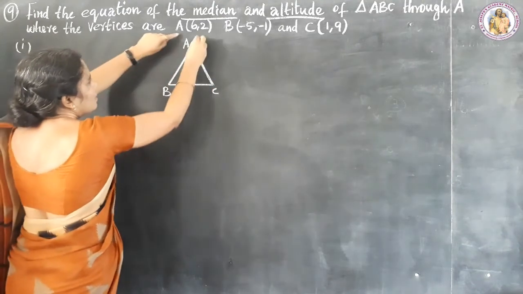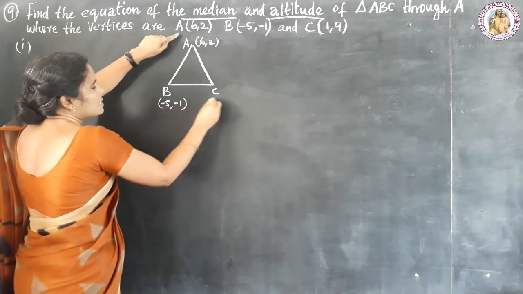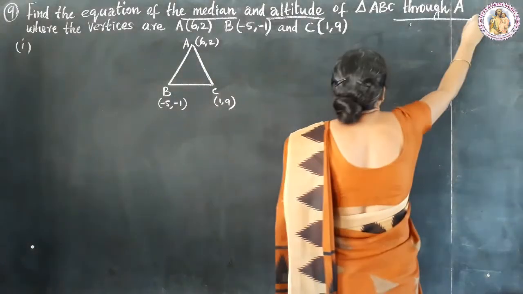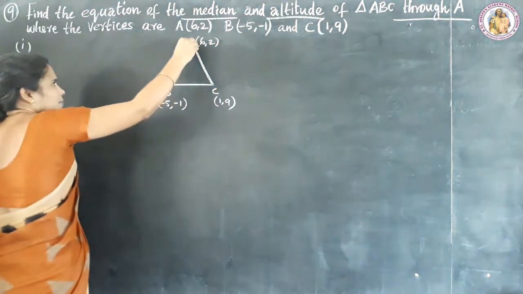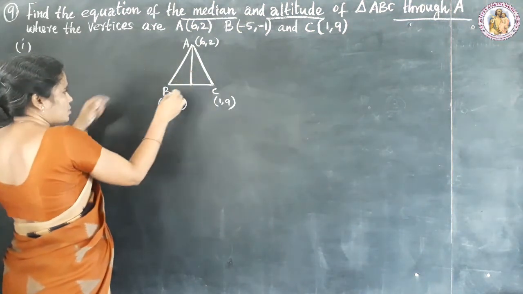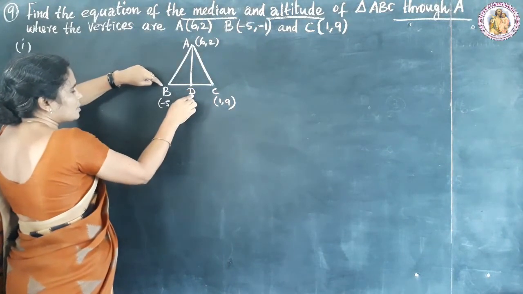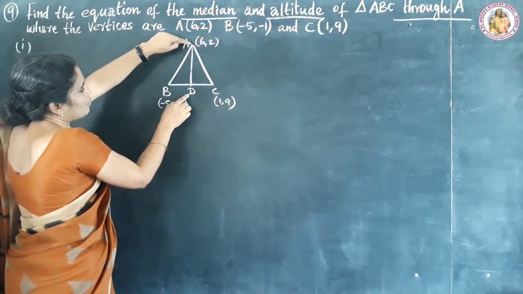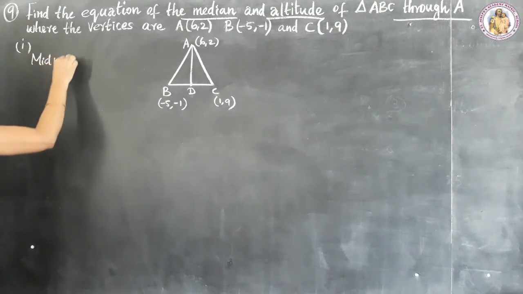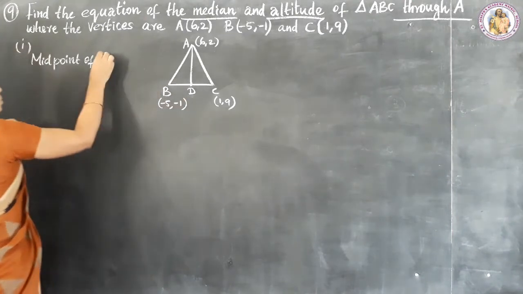So the points are A (6, 2), B (-5, -1) and C (1, 9). It is given as through A. So now through A, it joins at BC. So the midpoint of BC, let us mark it as D. First, to find the median, find the midpoint of BC.